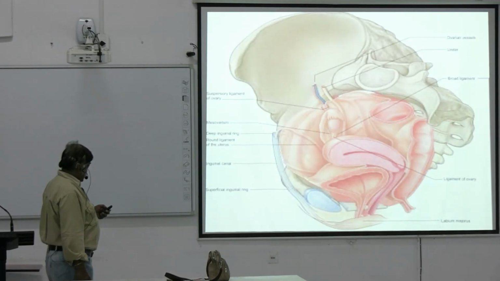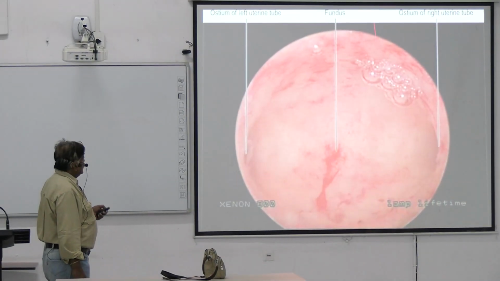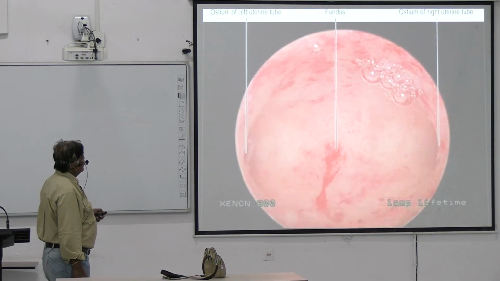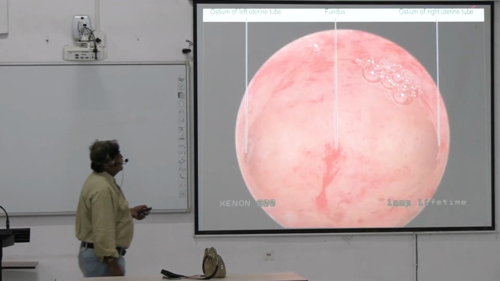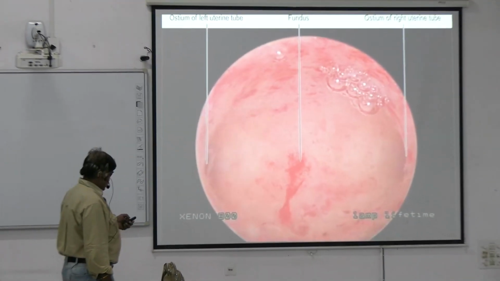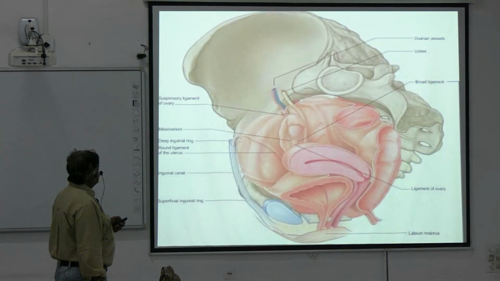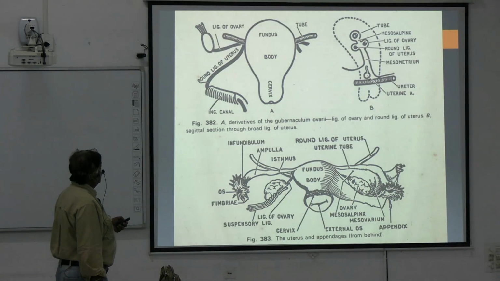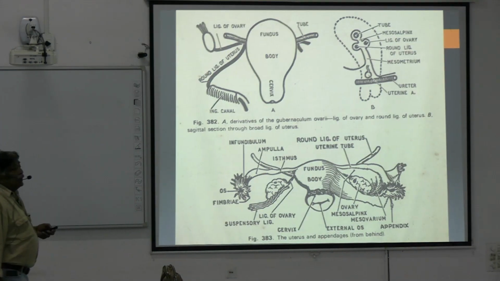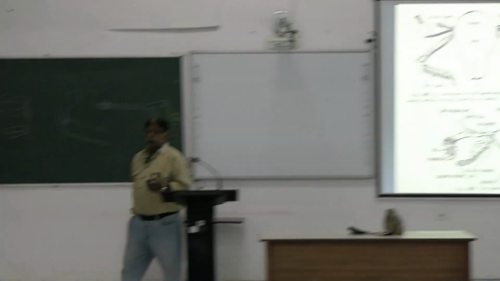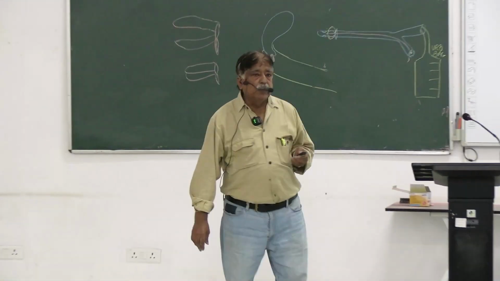Now, this is the ostium, this is the fundus, right uterine tube. Now, this is a coronal section. Now, this is a picture from Grant's anatomy book.